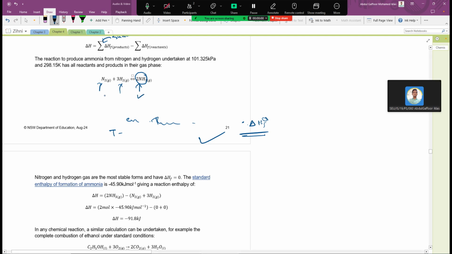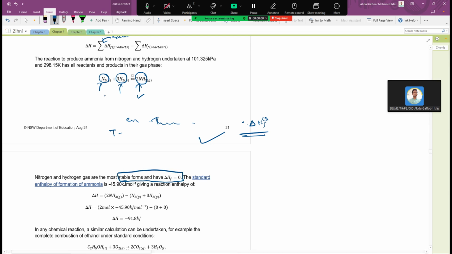So that value should be given. But the formation enthalpy of nitrogen gas and hydrogen gas will not be given, but you have to assume those values are zero because they are the naturally occurring stable elements, right? Do you understand? So now nitrogen gas, you can read this one. Nitrogen gas and hydrogen gas are the most stable forms and have delta HF theta.